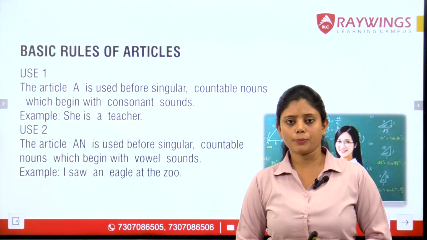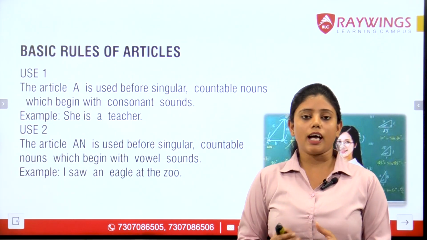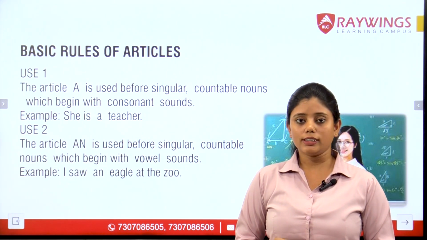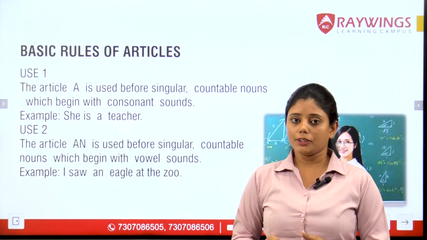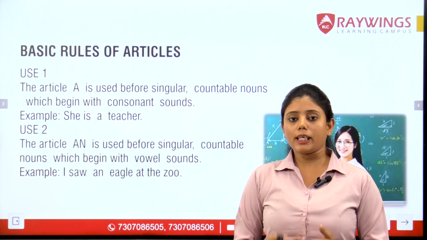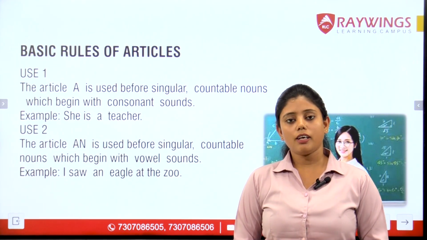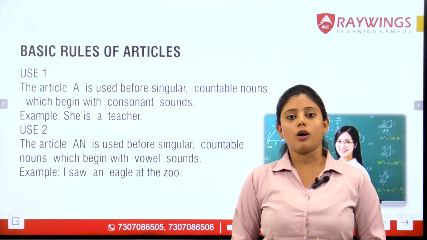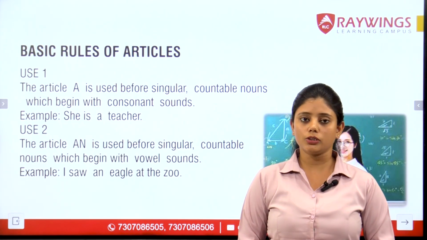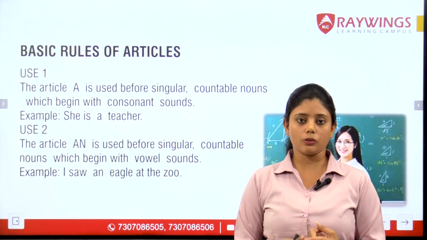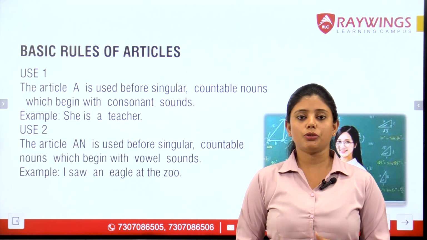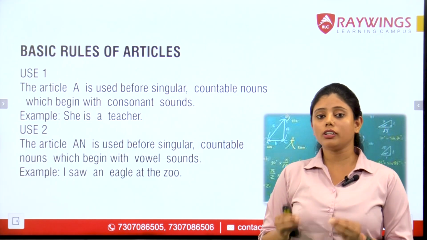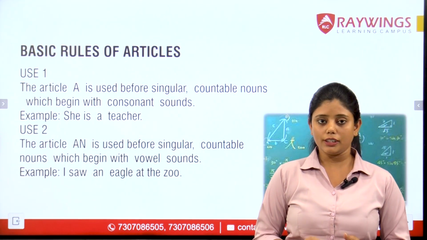Now, what is a consonant? The English alphabet has 26 letters, right? Of which 5 are vowels and the others are consonants. Every letter except A, E, I, O and U is known as a consonant. So whenever any noun is beginning with the sound of a consonant, always remember if it is singular and countable, you are going to use article a with it. Clear? Whenever any noun is beginning with a consonant sound, you will use article a with it.